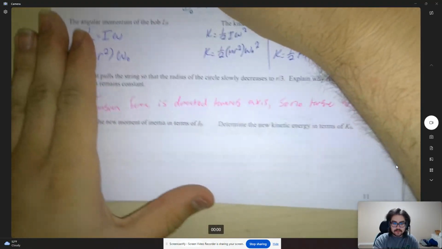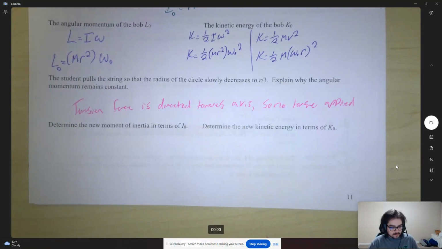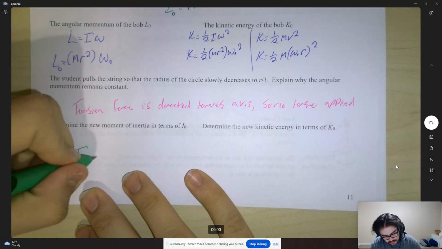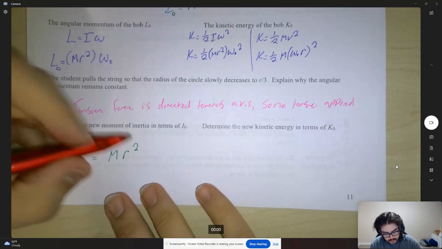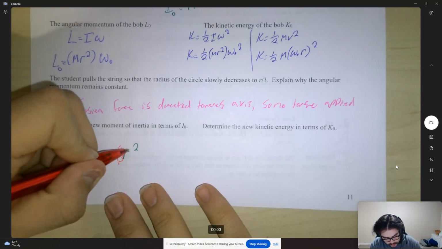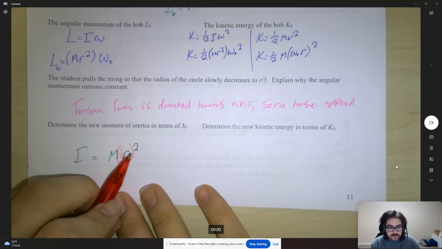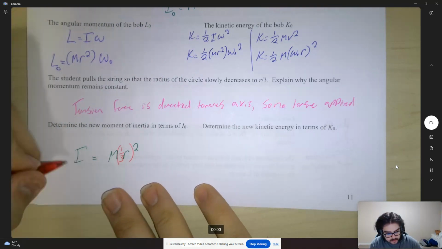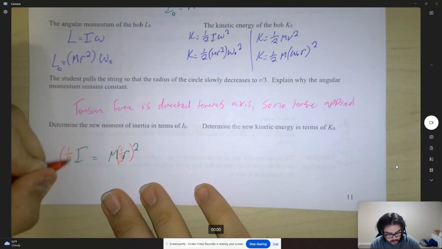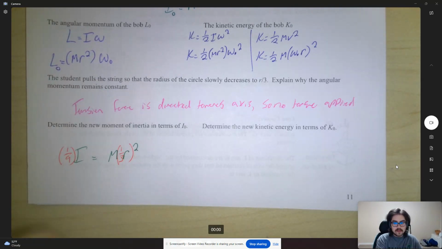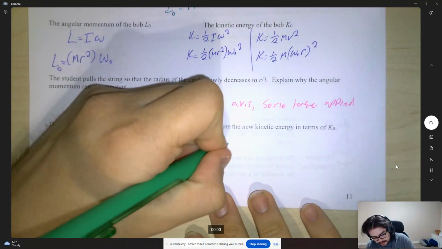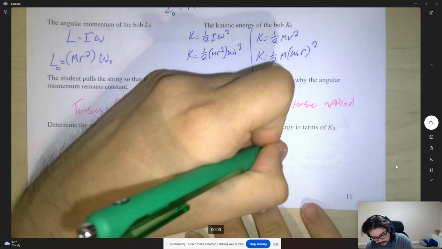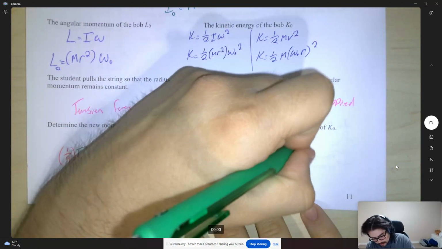Now let's determine the new moment of inertia. All we have to do here is recognize that moment of inertia is equal to m r squared. The radius is now 1/3 of what it was, and you have to square the 1/3 as well. That means my moment of inertia changes by 1/9. What about the kinetic energy? K naught is equal to 1/2 m r squared times omega squared.